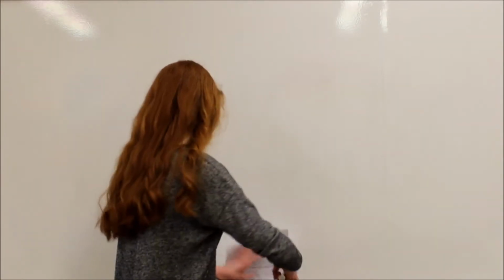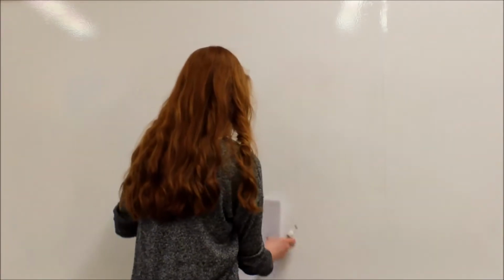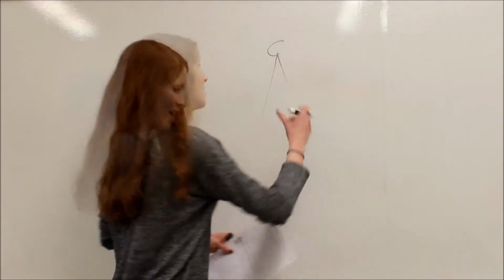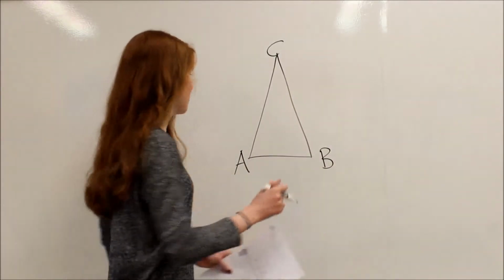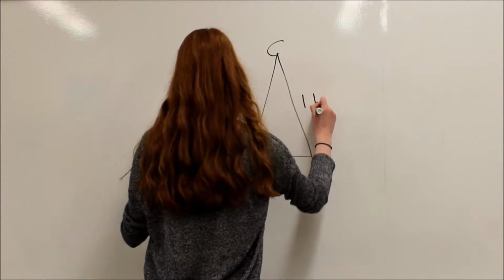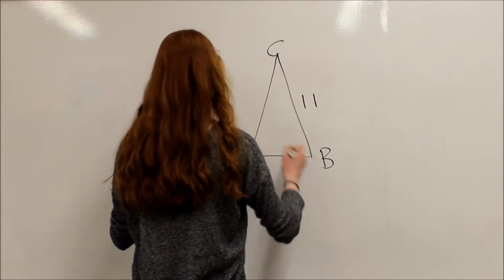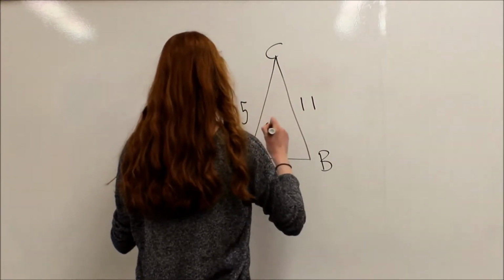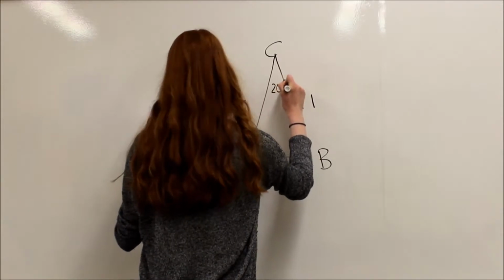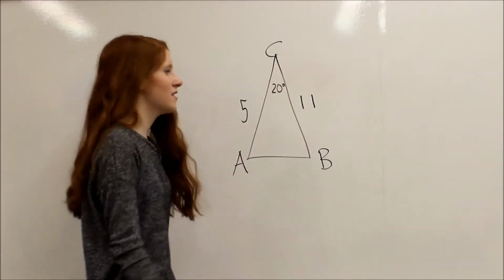The law of cosines can be used to solve a triangle. So now we'll do an example. When solving triangle ABC, where side a equals 11 and side b equals 5 and angle C equals 20 degrees, you have to find c.